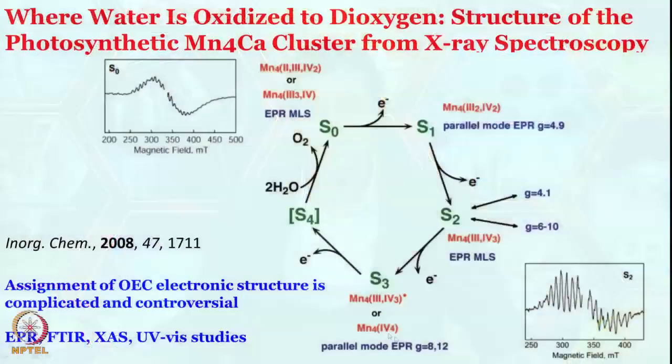FTIR studies, X-ray absorption studies and UV-visible studies were conducted to give rise to the original proposal that we have seen over here. So, finally, once you have this S3 state, one more electron transfer, one more electron oxidation and subsequent water to oxygen formation takes place. We'll see this in a ChemDraw format real soon.